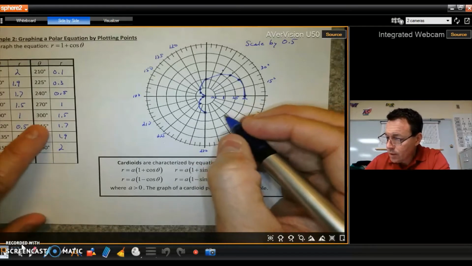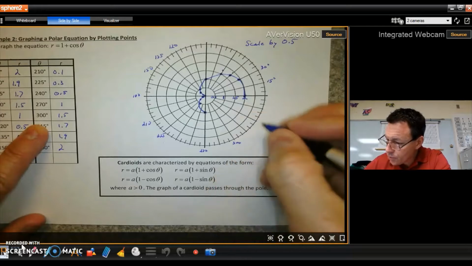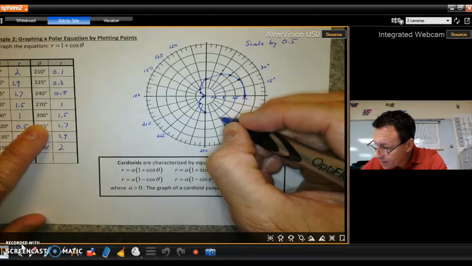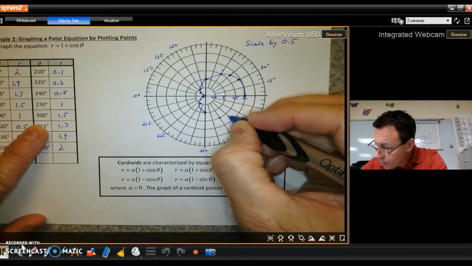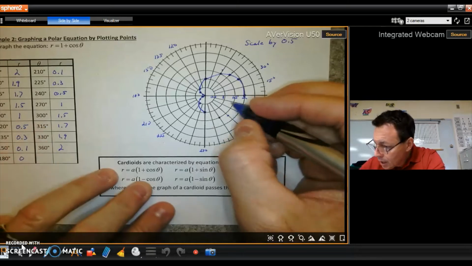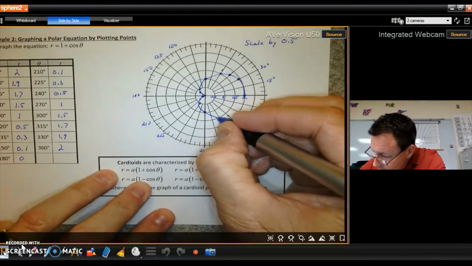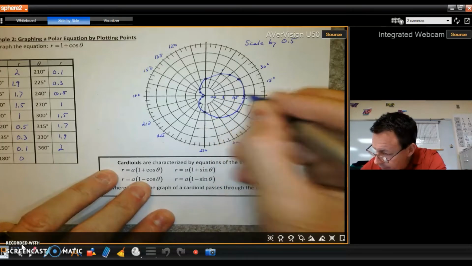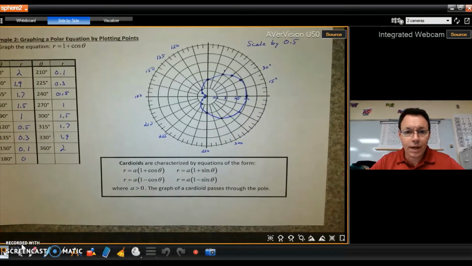So this was 1. 300, which is here, is 1.5. So there's 1.5. And then I should be at 1.7, 1.9, and then back around to 2. So I need to connect these. And that is our graph.